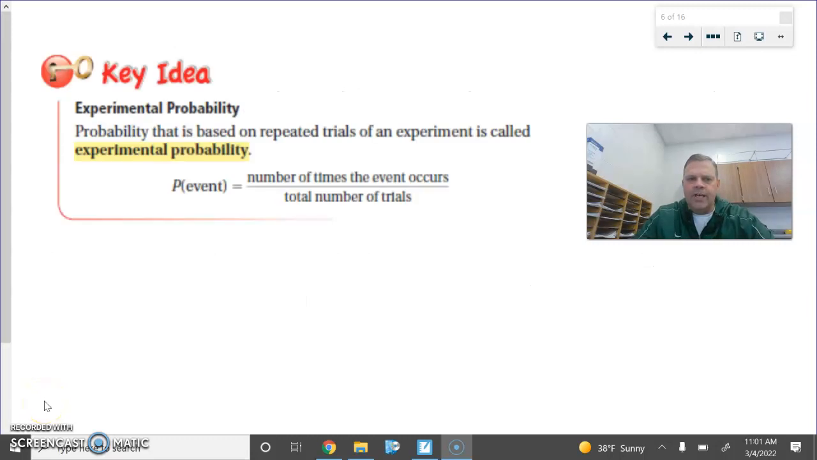So our first key idea is experimental probability, and you might also see it called relative frequencies. It's basically how many times in a trial, or an experiment, is that happening. So the probability of some event happening is the number of times that event occurs over the number of total times that you try it.